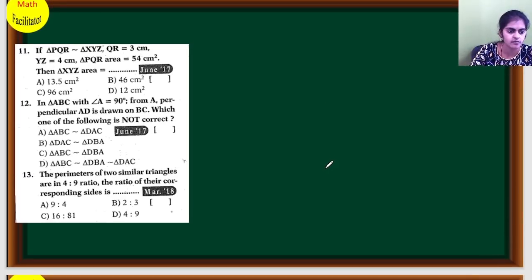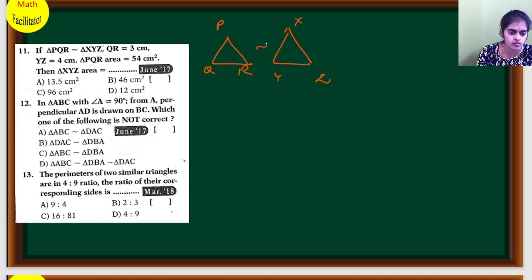Now two triangles are similar. You have PQR and you have XYZ. These two are similar. And also you have QR is 3, YZ is 4. Area of these two triangles.